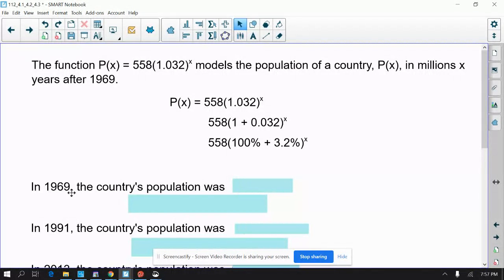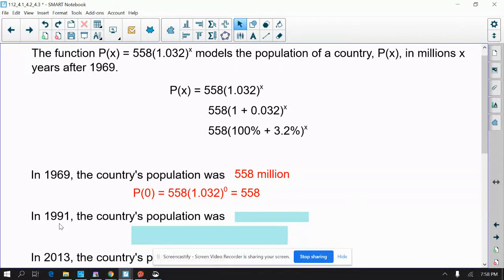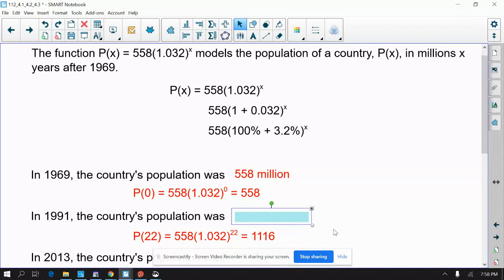Well, what was the population in 1969? This model begins in 1969, so this is when x is 0. And when x is 0, the base would go to 1. So it's 558 times 1, which is 558 million. In 1991, well, what's the x value now? How far is 1991 from 1969? It is 22 years away. So x will be 22. You go to your calculator, you get this. Remember, it's in millions, so 1,116 million people in 1991.